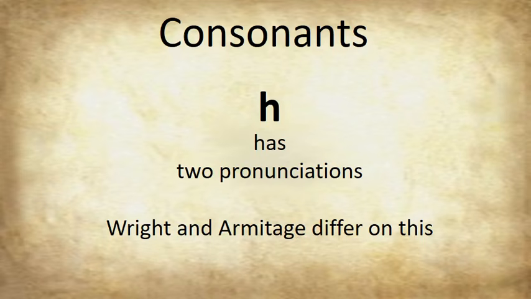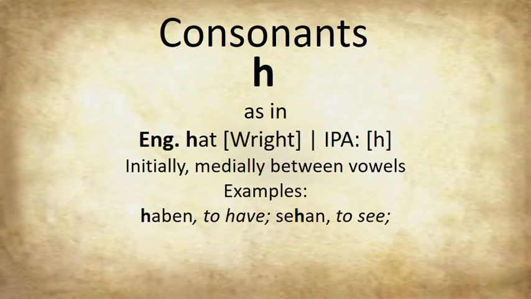Next we have H, and H has two pronunciations. However, Wright and Armitage differ on this, on when each pronunciation occurs. So for Joseph Wright, H, at the start of words, in the middle of words between vowels, is an H as in English hat, so a ha sound, with our examples here of haben, to have, and sehan, to see.